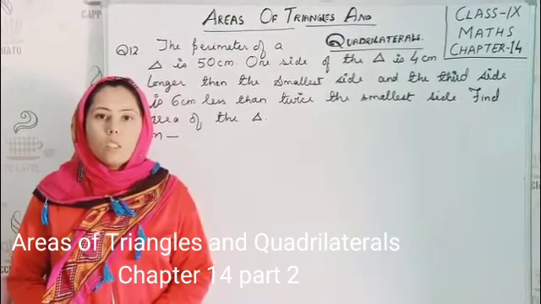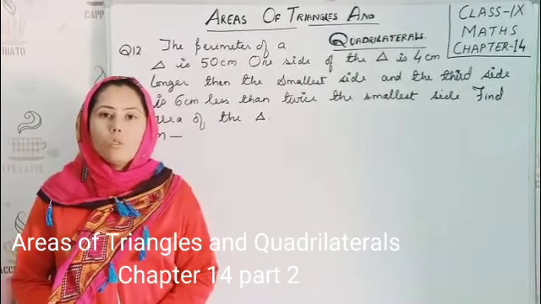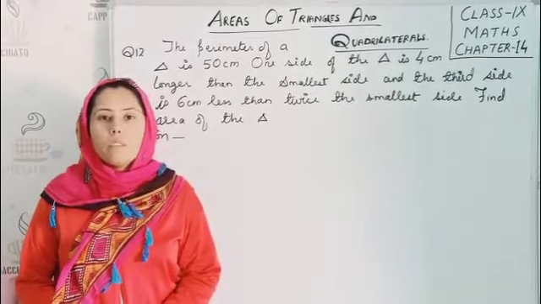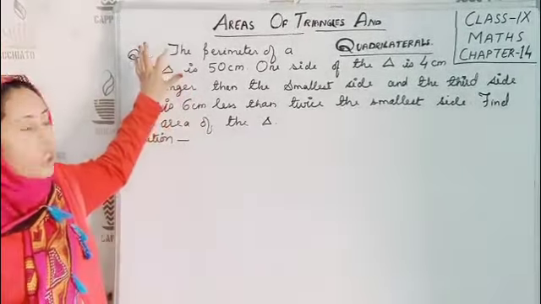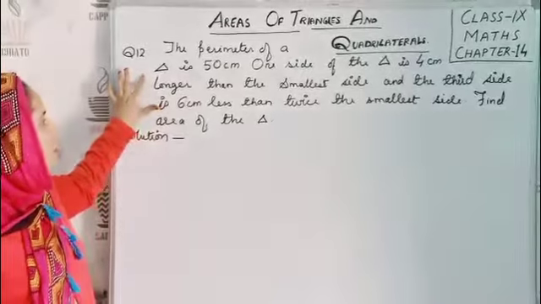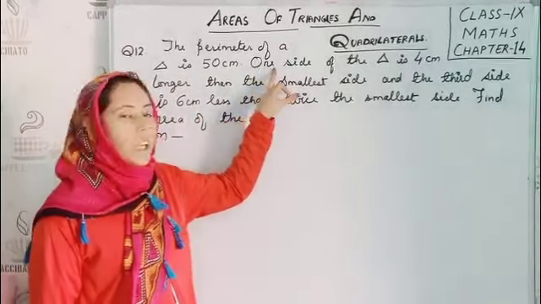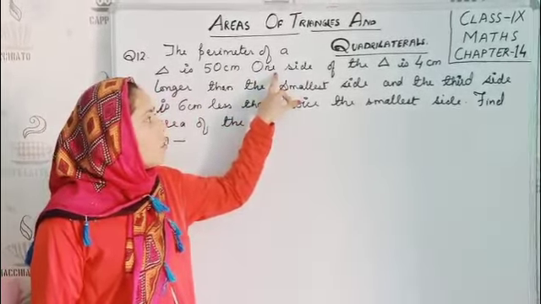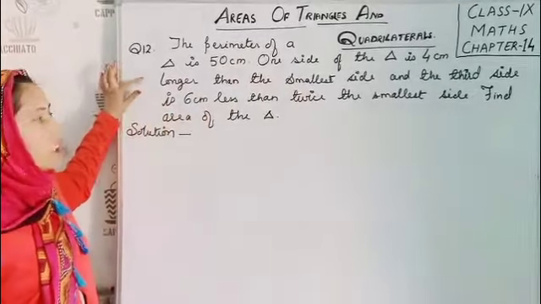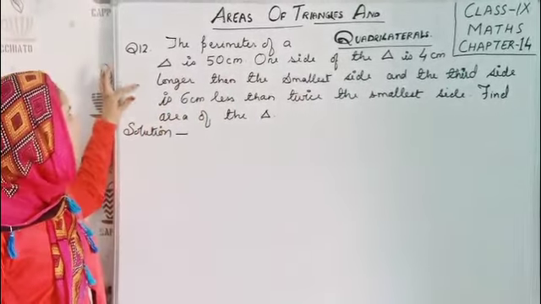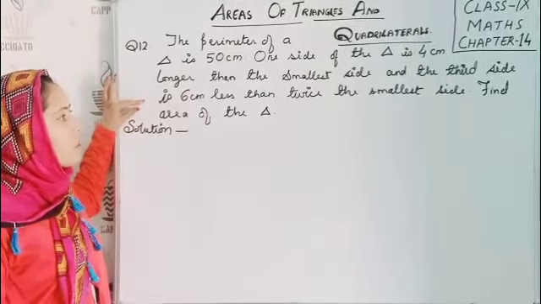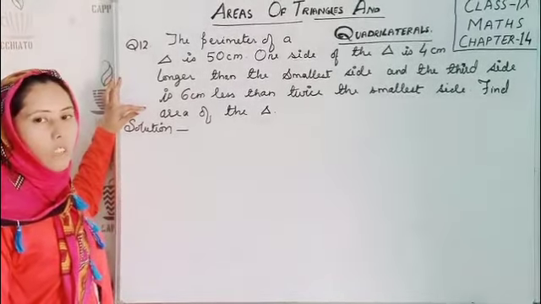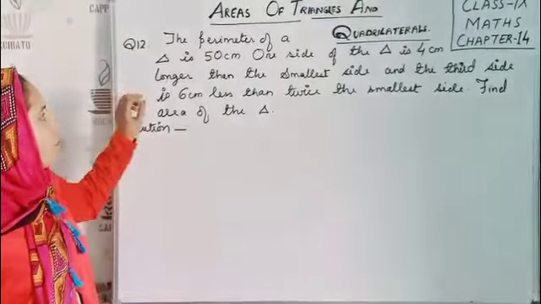Today we have to start with exercise 2D. Question number 12 is this. The perimeter of a triangle is 50 centimeter. One side of the triangle is 4 centimeter longer than the smallest side, and the third side is 6 centimeter less than twice the smallest side. Find the area of the triangle.